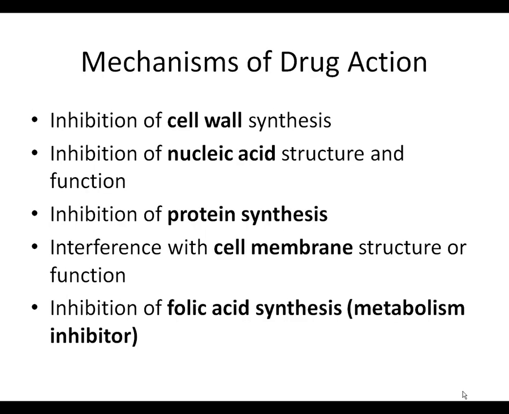There are 5 major mechanisms of action or targets of the antibiotics. The first one is cell wall synthesis inhibitors. Then you have nucleic acid synthesis inhibitors, protein synthesis inhibitors, and cell membrane structure or function interference. They're going to interfere with these cell membrane structures or functions. Some of them will even interfere with the ability to build the cell membrane. And we also have the inhibition of folic acid synthesis, or a metabolism inhibitor.